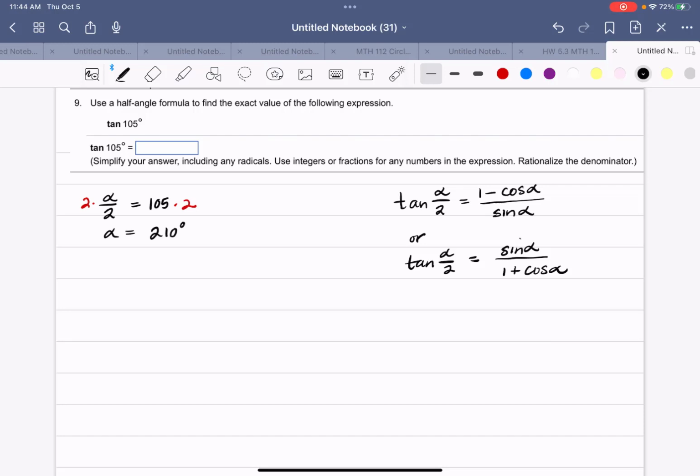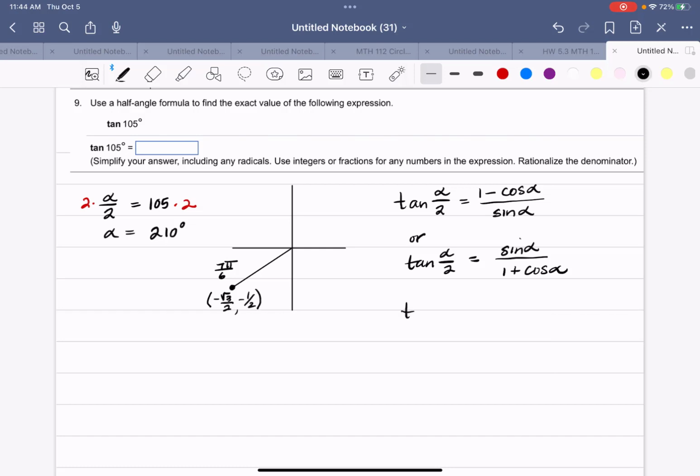Now we know the sine and the cosine of 210 degrees, and that's going to be down here in the third quadrant, and that angle is 7 pi over 6, and the coordinates are both negative, negative square root of 3 over 2, and negative 1/2.